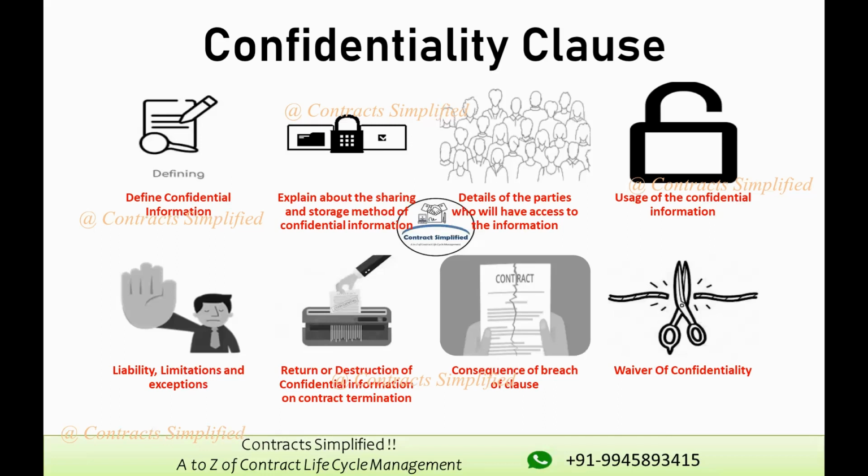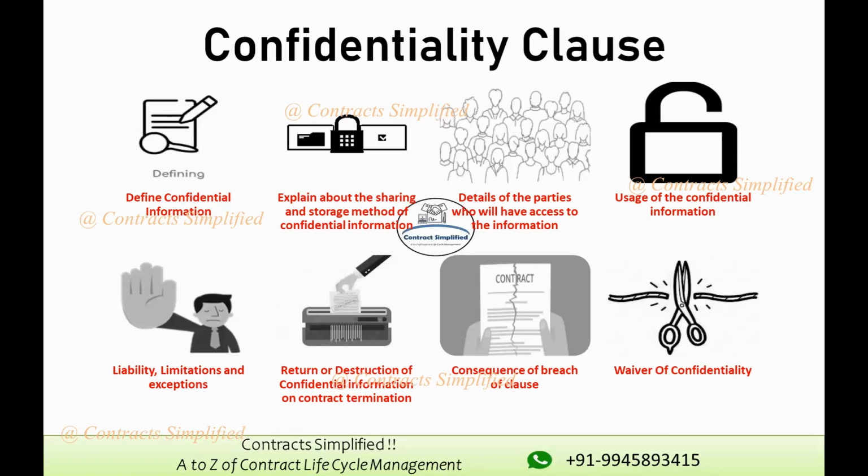The next one is consequence of breach of the clause. You have to specifically mention whether that is a ground for termination. If yes, this has to be specifically mentioned. There is no wrong if it is not specifically mentioned, but a contract will carry great weightage depending on its specifications. So it has to be specifically mentioned that yes, breach of confidential information is a ground for termination. And also you can add other clauses claiming compensation and any other remedies that you would seek. This helps parties to have a good performing contract.